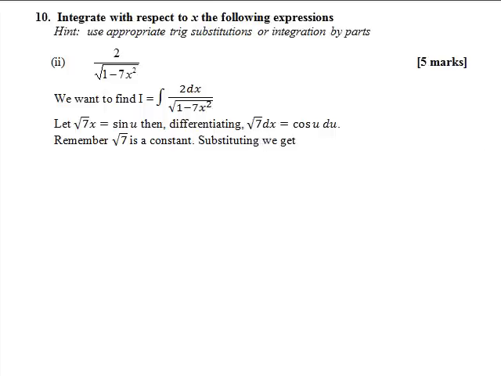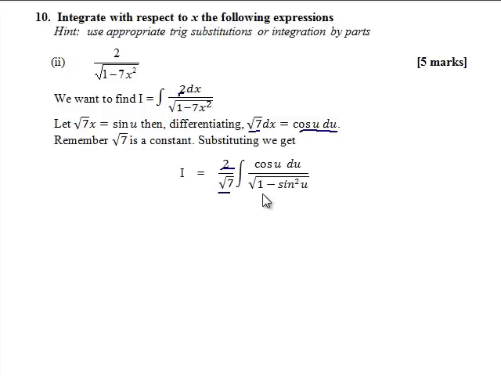So putting that into the integral, we get the following. We've got cos u du from here, but remember the root 7, which is dividing. We had a 2 in the integral here, which we've taken outside as well, and 1 minus 7x squared is replaced by 1 minus sine squared u, and that's under a square root sign.